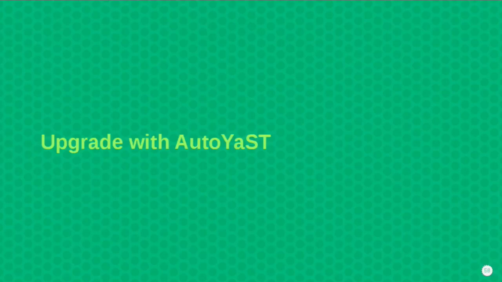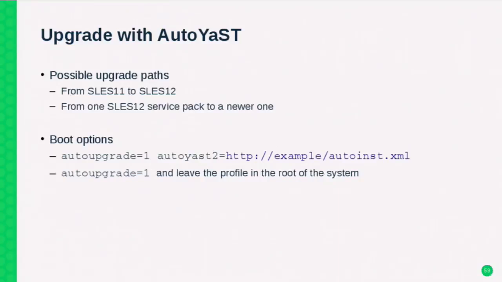As an outcome of this conversation, we introduced an upgrade mode in AutoYaST for SUSE Linux Enterprise Server 11, either SP2 or SP3, I don't remember anymore. So what can it do? It can help you upgrade a system from 11 to 12, or it can also upgrade the system between individual service pack levels.